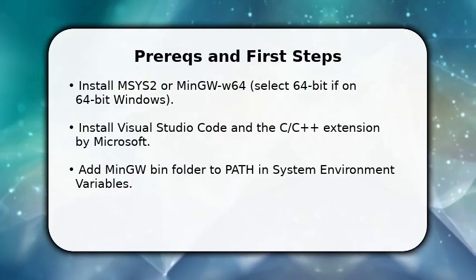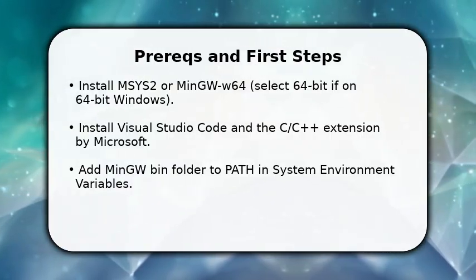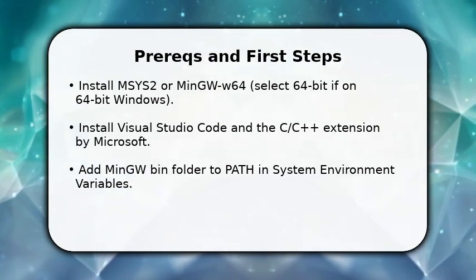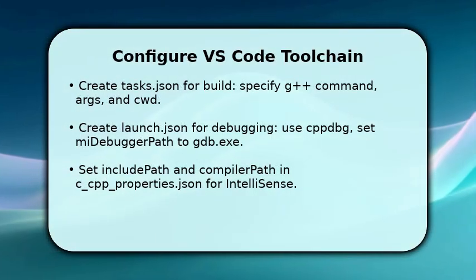Make sure to choose the correct architecture. 64-bit compilers produce 64-bit executables. After that, open VS Code and verify the terminal sees the GCC version. Once done, configure VS Code.